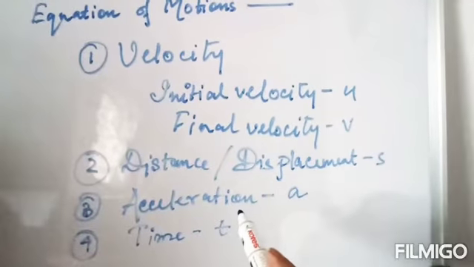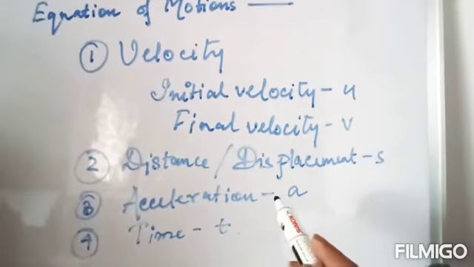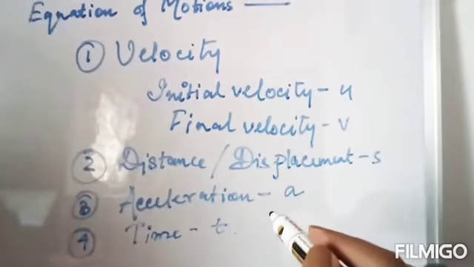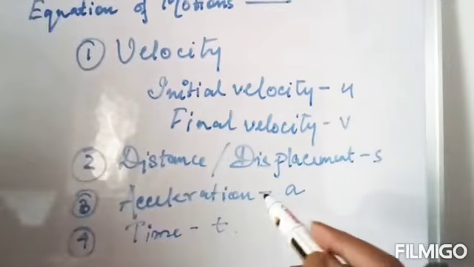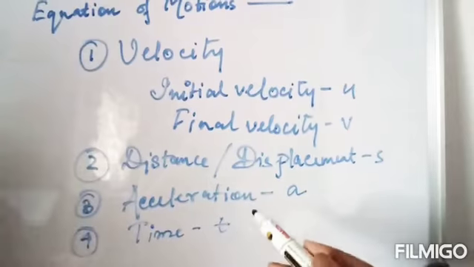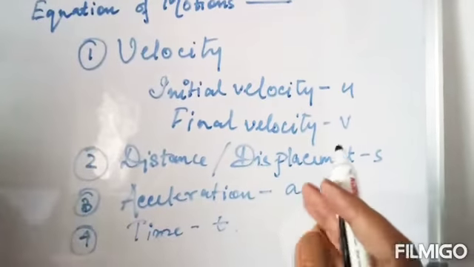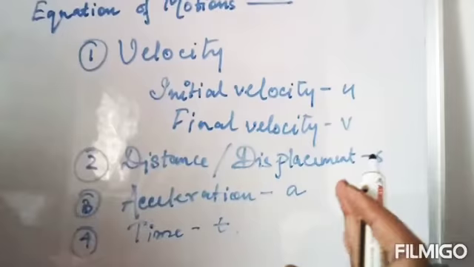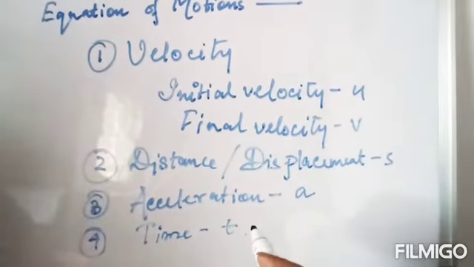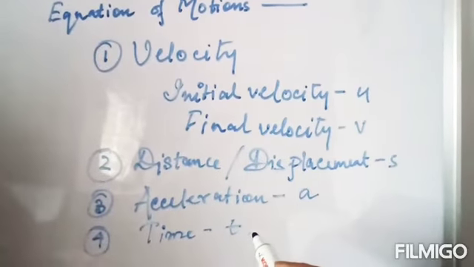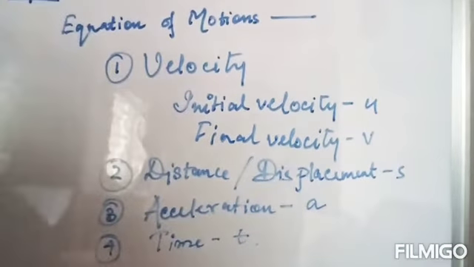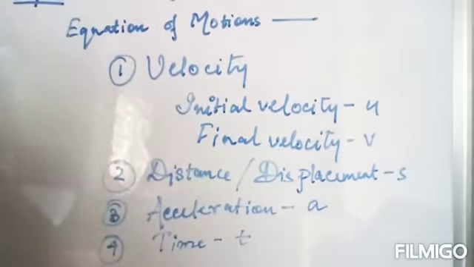Third, acceleration is denoted by the letter a, and it is change in velocity per unit time. And time is one of the frames by which we can calculate the change in position or velocity, and it is denoted by t. So let's move on to equations of motion.